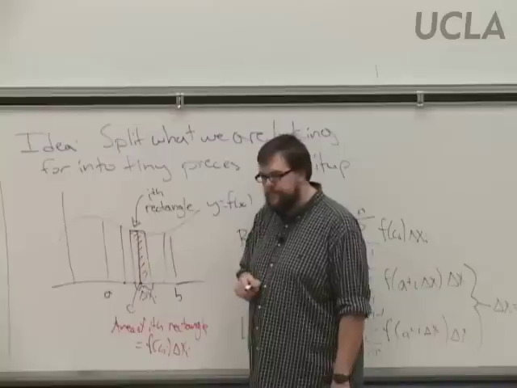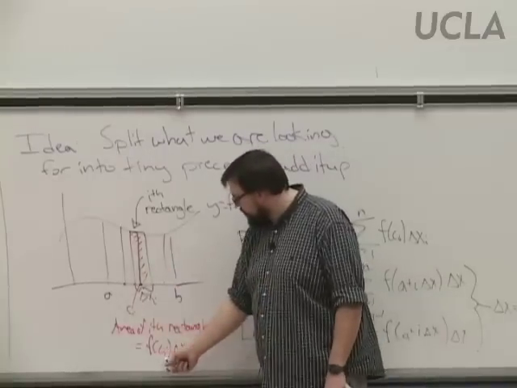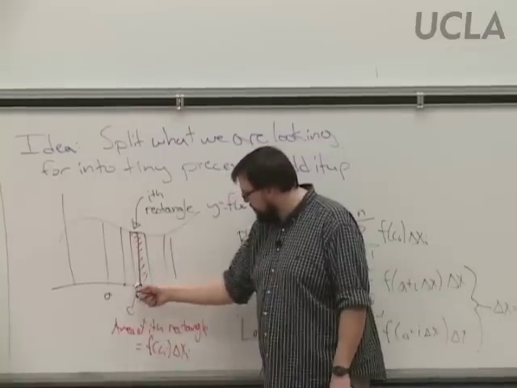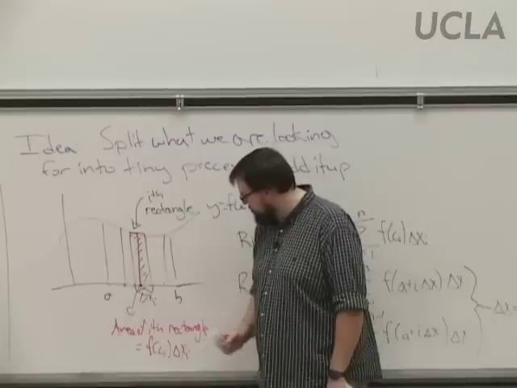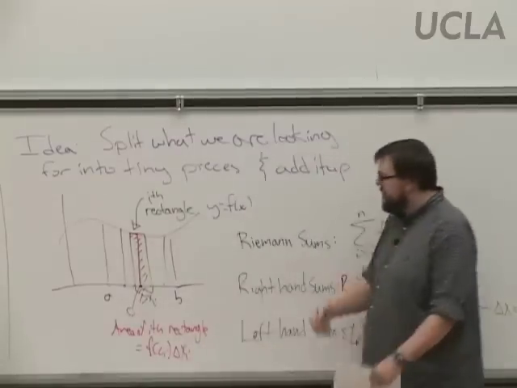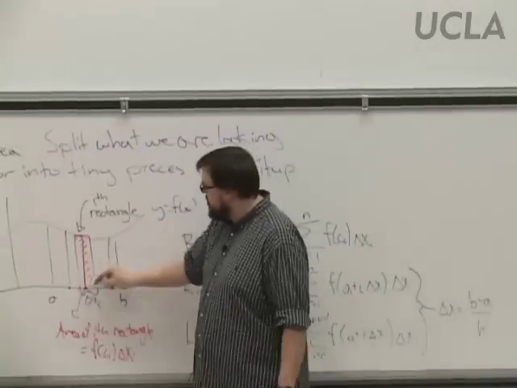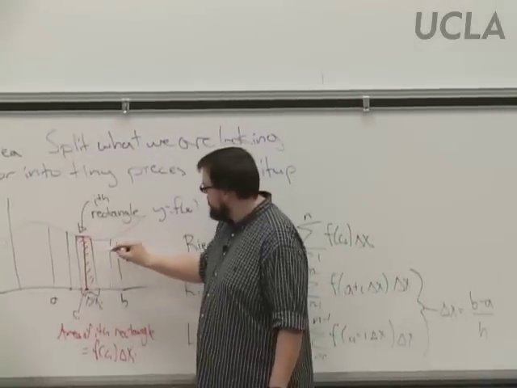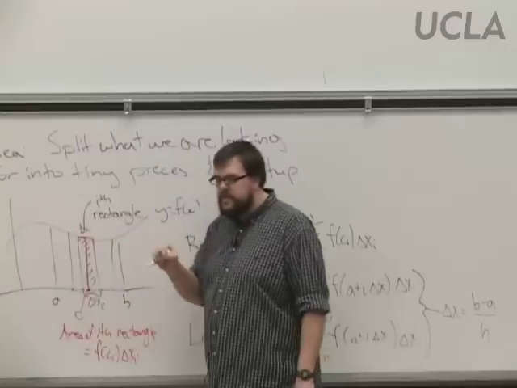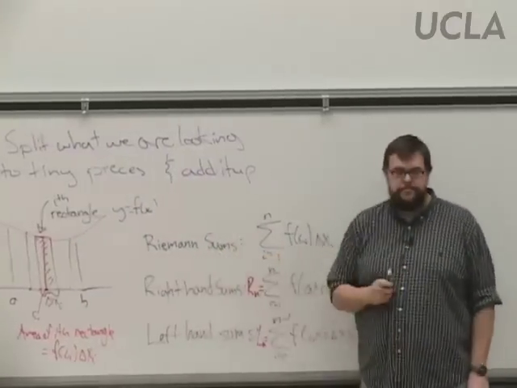That's the height. So the area of this rectangle is the function evaluated at some point in between the two endpoints defining this little rectangle, times the width. Okay. Now I have the area of one individual rectangle, which is approximately the area under here. What I do is I add up the area of each little rectangle that approximates each one of these areas, and that gives me a good approximation. And we call this a Riemann sum.